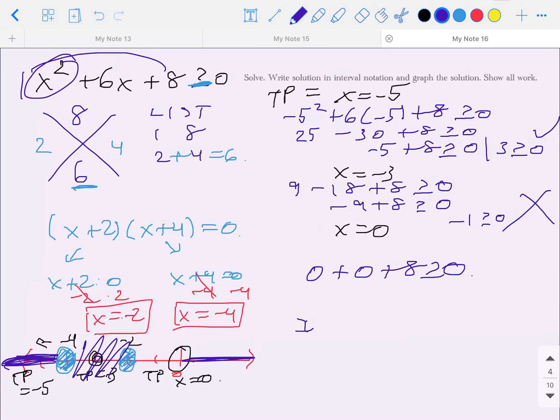So the interval solution goes from negative infinity up to negative 4, union 0 up to infinity.